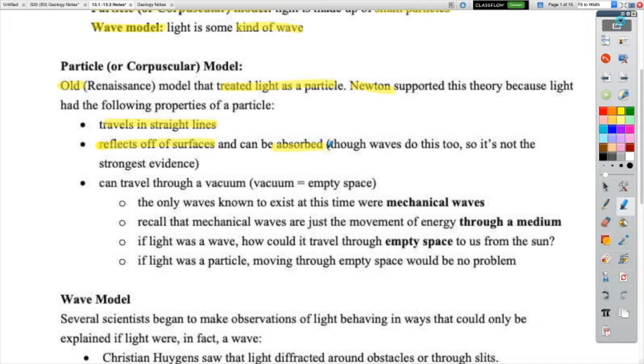Okay. Now, to be honest, this was kind of weak, right? Not the best reasoning on Newton's part because waves do this too. So really, that doesn't say they're definitely a particle. It doesn't say they're not a particle, but waves do it too. So not the best evidence. Okay. Now here's the big one.